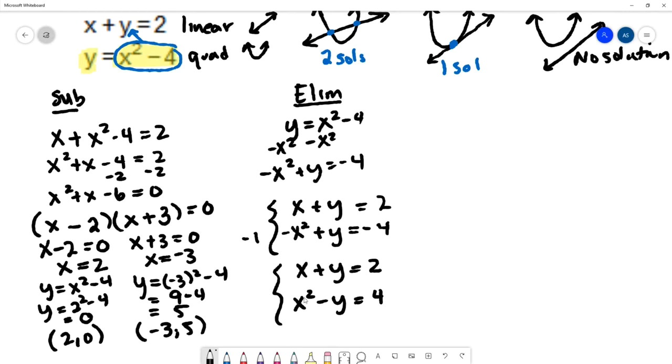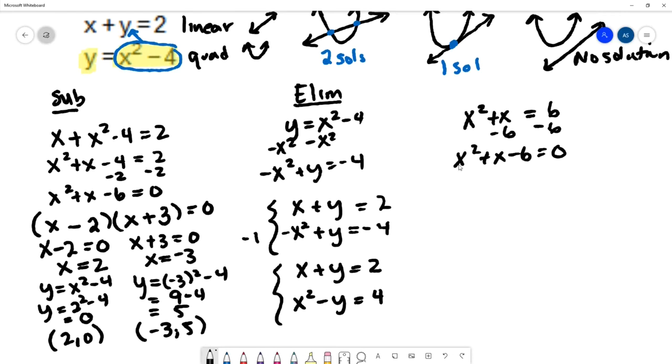So I add the equations together, I get x squared plus x. Add the equations together, y minus y gives me 0, so y is the variable that eliminates. So here's what I have, x squared plus x. The y's eliminate, and on the other side, 2 plus 4 equals 6. This gives me a quadratic equation. I'll move all the terms to the same side, get x squared plus x minus 6 equals 0.